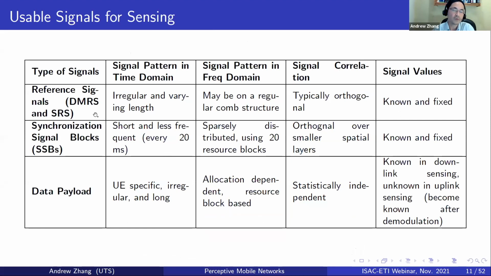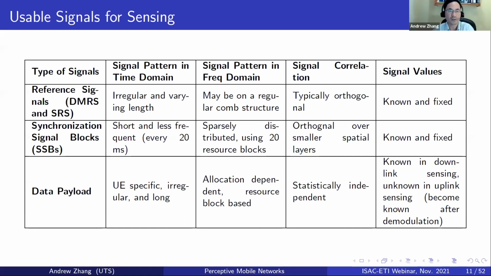One class we call reference signals. These signals are mainly used for channel estimation. They have good properties: they are orthogonal, they are known, and they are generally regular, with a regular comb structure in the frequency domain. So these are all good properties in terms of sensing. But they are generally irregular and could have varying length in the time domain. This is not good for Doppler frequency estimation. And their presence is generally not very frequent.